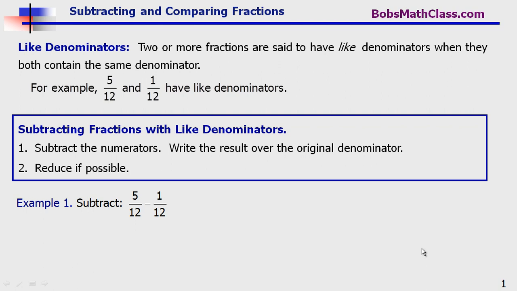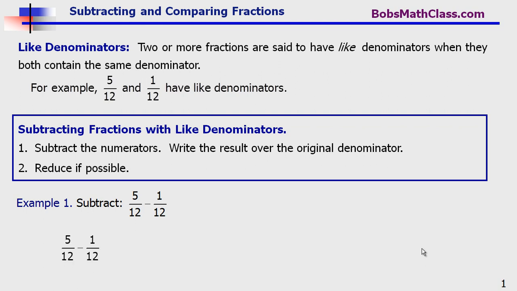So we're going to talk about subtracting fractions with like denominators. It's almost the same procedure as adding fractions with like denominators, except that we're going to subtract. So subtract the numerators, and then write the result over the original denominator. The denominator does not change as long as the denominators are the same. And then step 2 is reduce if possible.